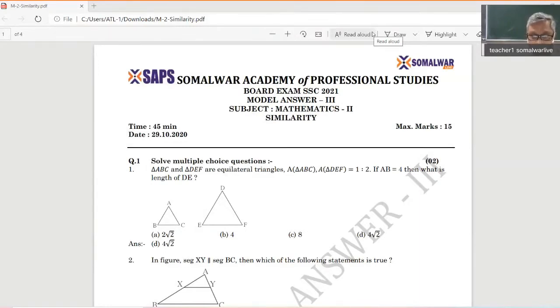The topic is similarity. We are going to solve the paper of similarity very easily, because similarity is between two triangles only. We have to study not more than that much.